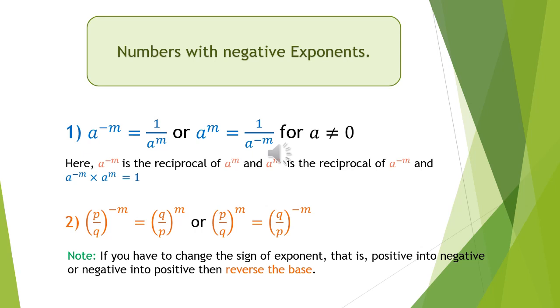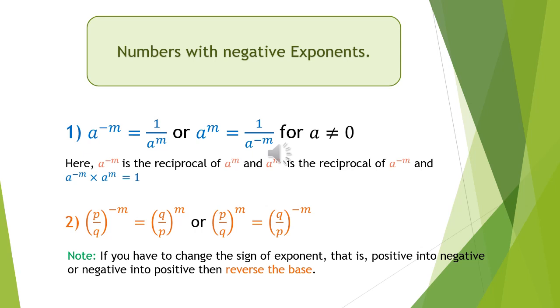Now the second part is, it is given that p upon q raised to the power minus m, and you have to convert this number into positive exponent. Here the power is minus m and you have to convert into positive exponent. How will you convert? You will reverse the base, and the power will be positive. For example, p by q is the base. Now reverse the base and the new base will be q by p and the power will be m, only positive.